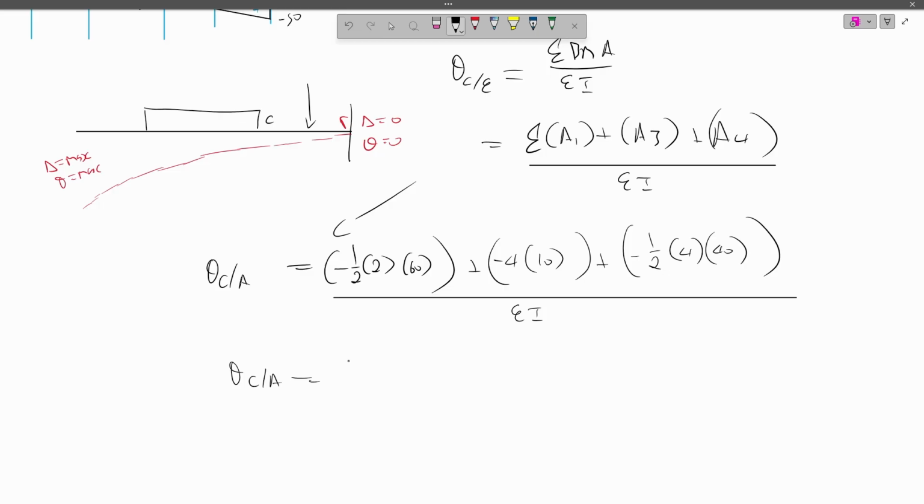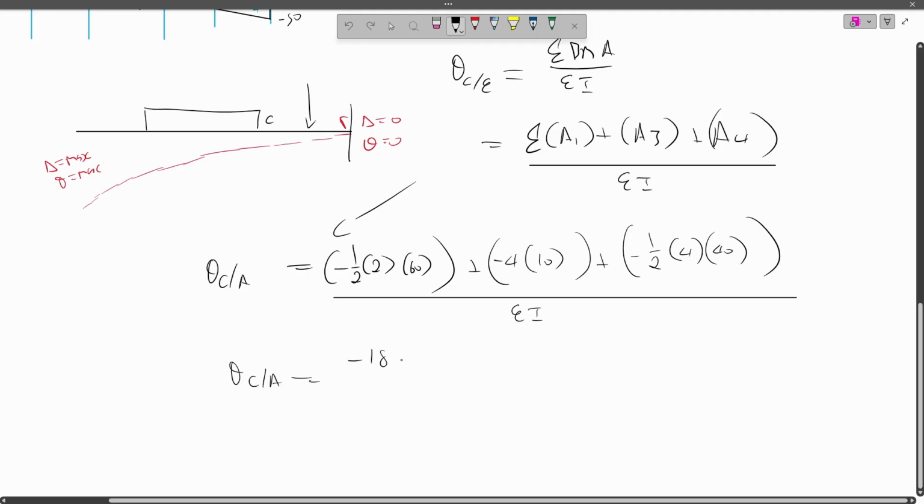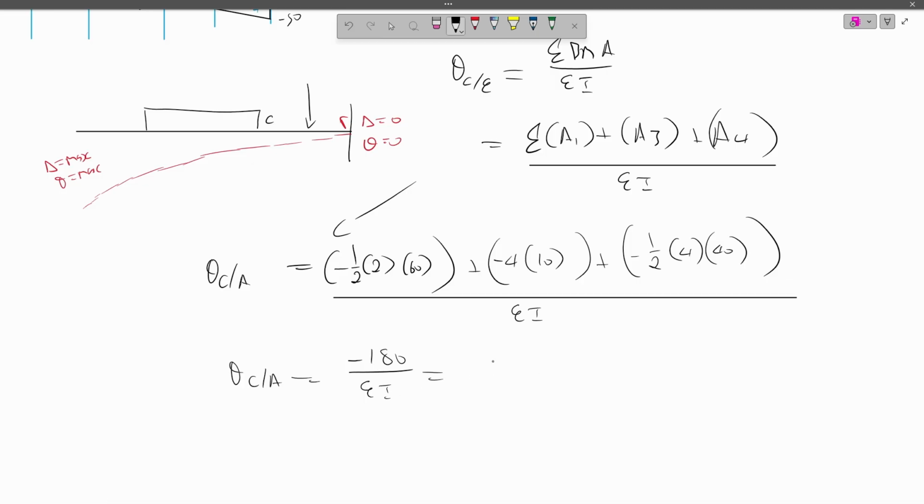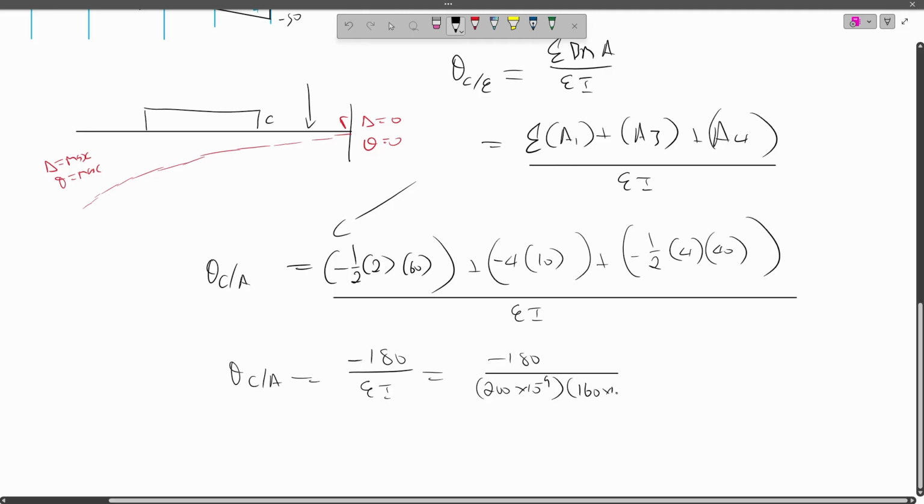Then we have minus 180 divided by EI, which is minus 180 divided by 210 times 10 to the negative 9, then 160 and 10 to the negative 6.